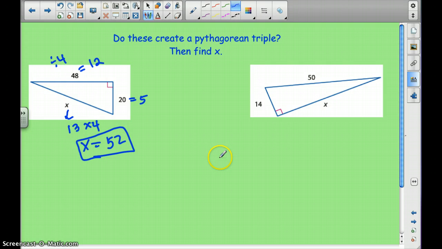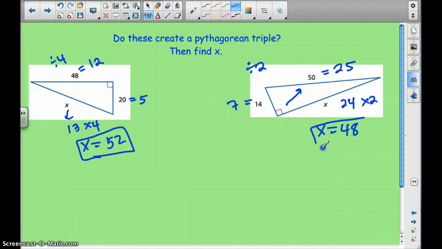What about this next one? Does it make anything on the previous slide a Pythagorean triple? Well, remember, this is the hypotenuse here. So if we divide by 2, we'd get 7 and 25. So the missing one is going to be 24, but since we divided by 2, we need to times by 2 so it fits with the others. And so x is going to equal 48.